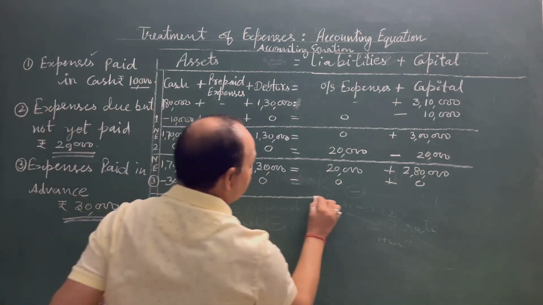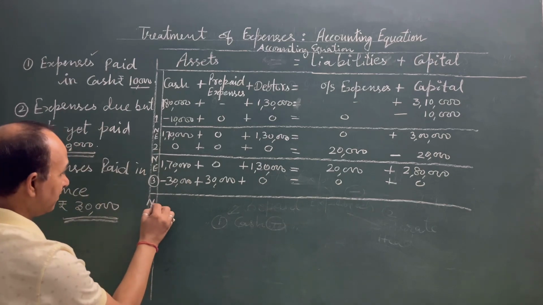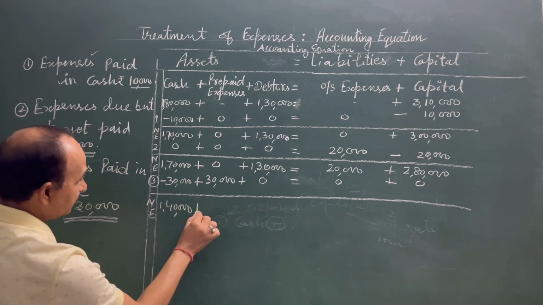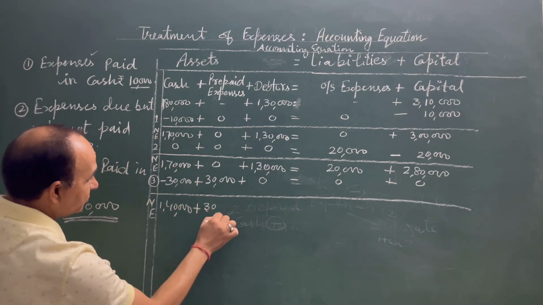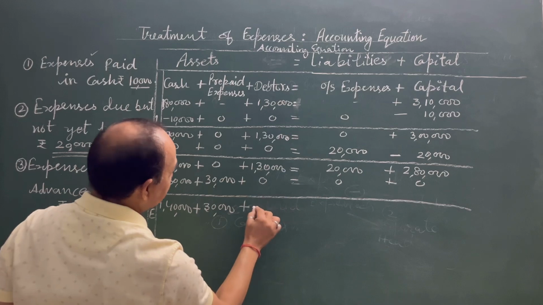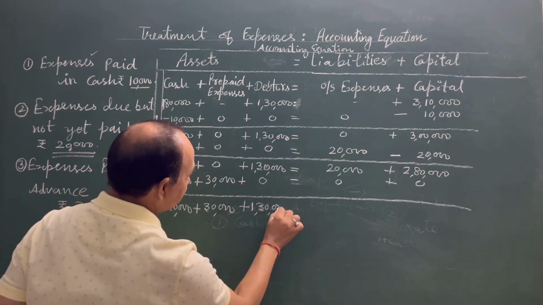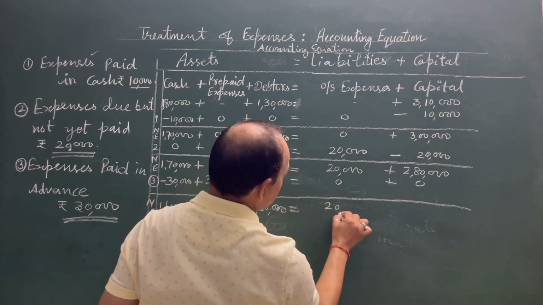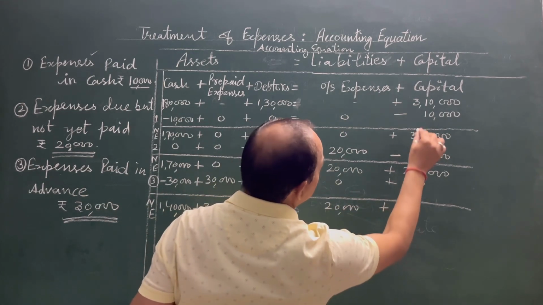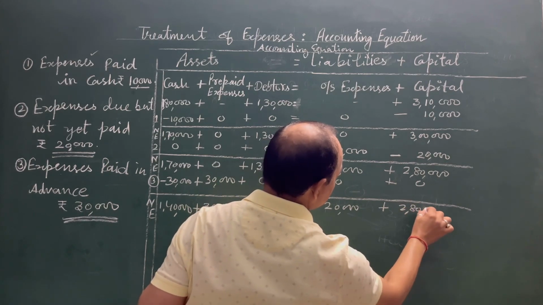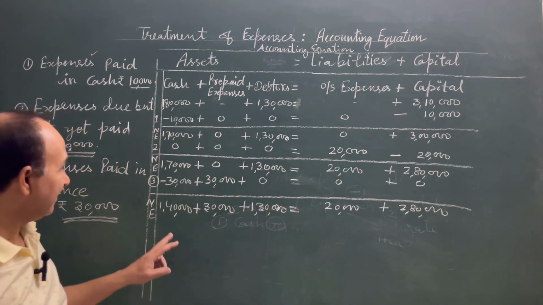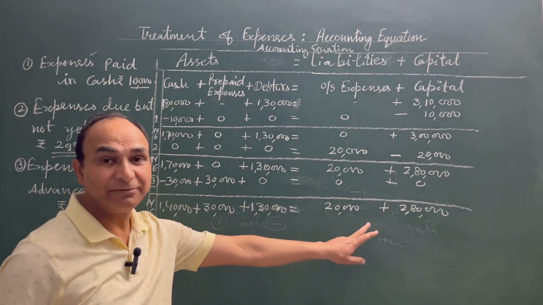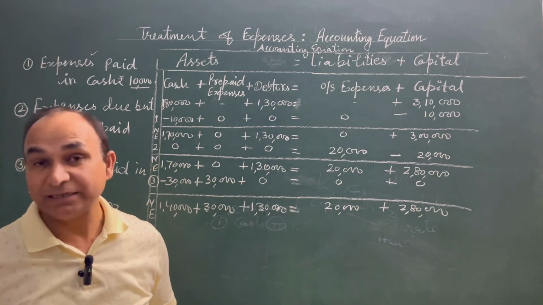Now let's calculate the new equation, or you can say final equation. The new equation will be: cash reduced to 1,40,000, prepaid expenses 30,000, debtors 1,30,000, outstanding expenses 20,000 and capital 2 lakh 80,000. And see students, once again 140 plus 30 plus 130, assets is equal to liabilities plus capital. Accounting equation holds good in all situations.